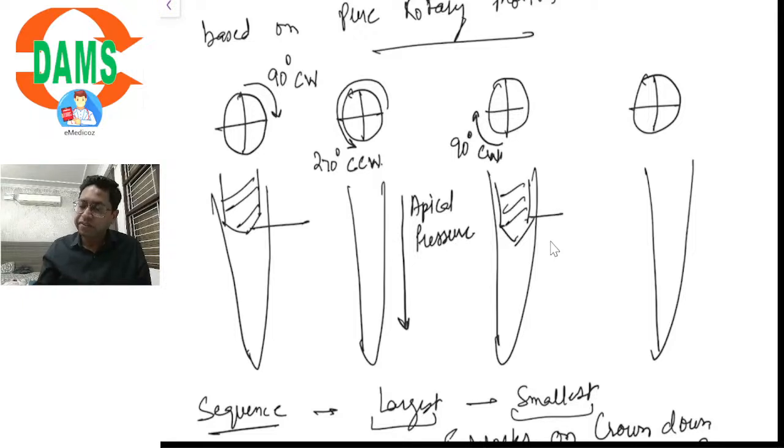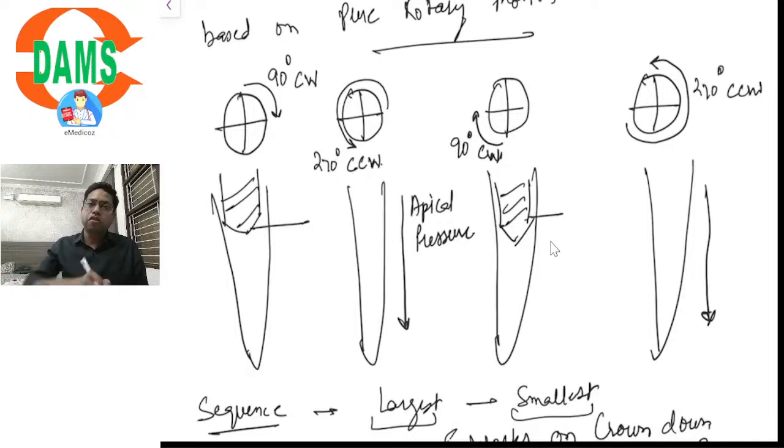Okay, then again 270 degrees counterclockwise with apical pressure. So clockwise, counterclockwise, clockwise, counterclockwise, we keep on doing it and the depth of insertion of the file increases. We would then switch over to a smaller file and then again do the same thing. So the files are only rotated clockwise and counterclockwise, and that's why this is called balanced force technique.